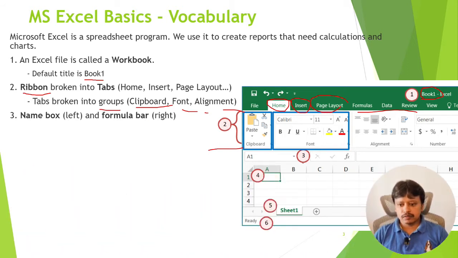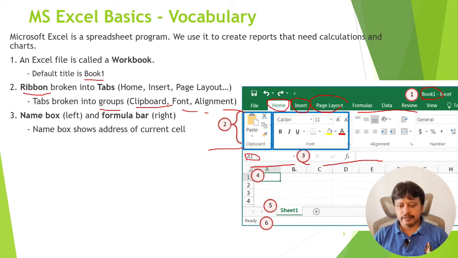Next, the third one: we can see a left part here and a right part. The left part we call the name box, and the right part we call the formula bar. The left part contains the address. You can see A1. When I say A1, it means column A and row 1. And the formula bar shows the contents of the cell or the formula.